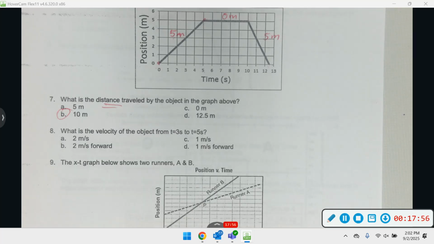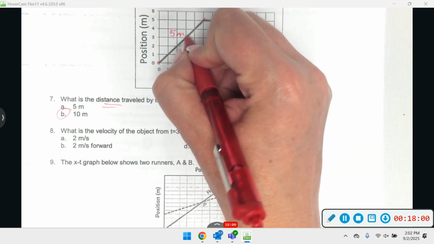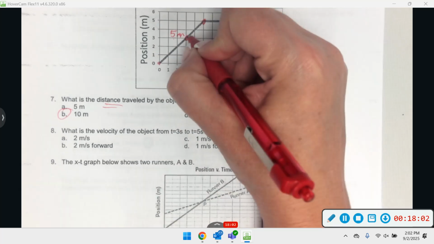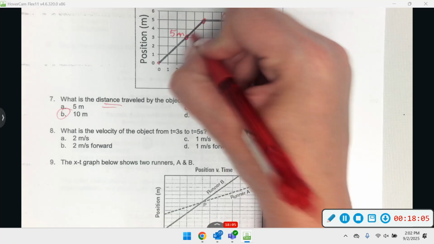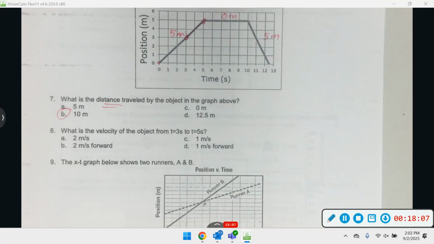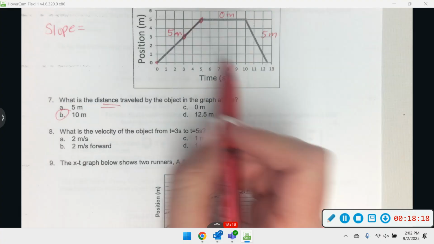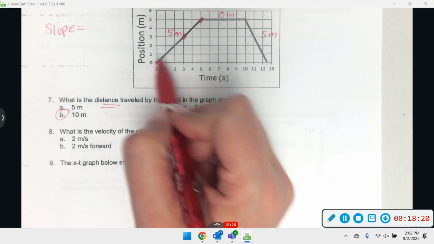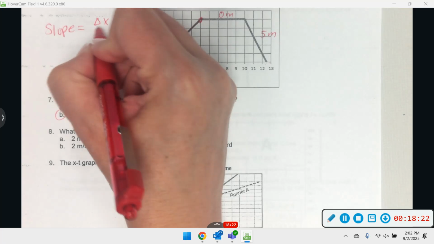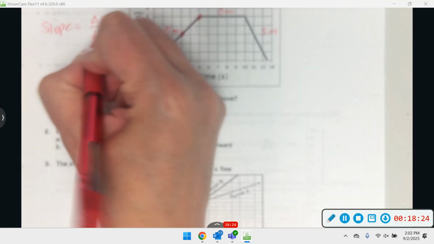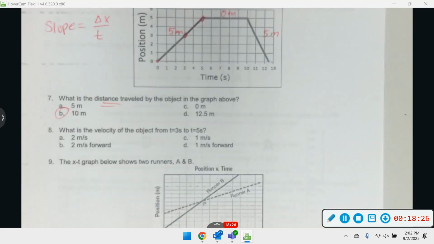Number 8, what is the velocity of the object from 3 seconds to 5 seconds? So it is talking about from here to here, in this little part of the line, what is our velocity? On a position time graph, your velocity is your slope. Think about it. Slope is rise over run. Change in y over change in x. Change in position over change in time. That right there is the equation for velocity.